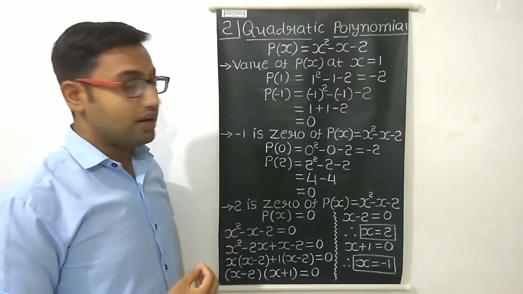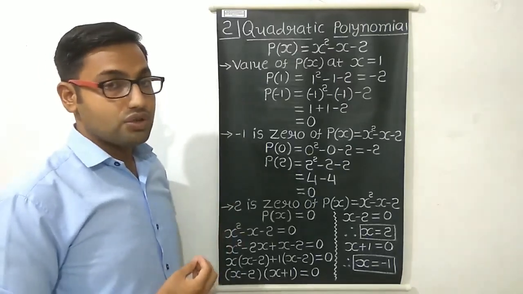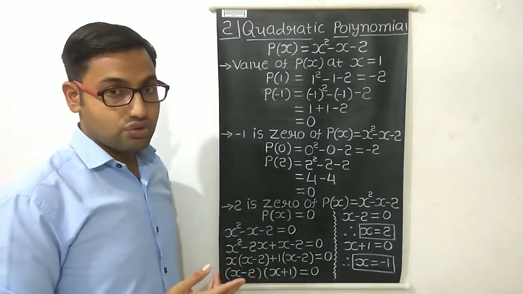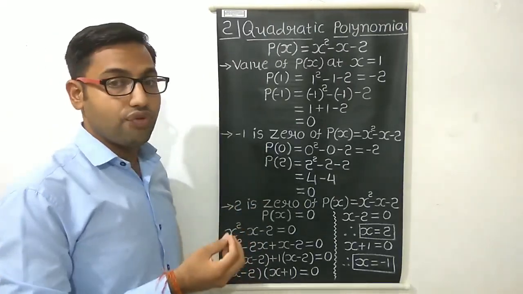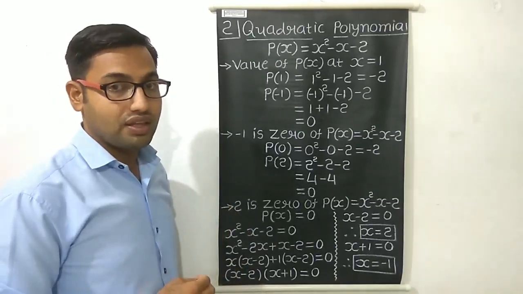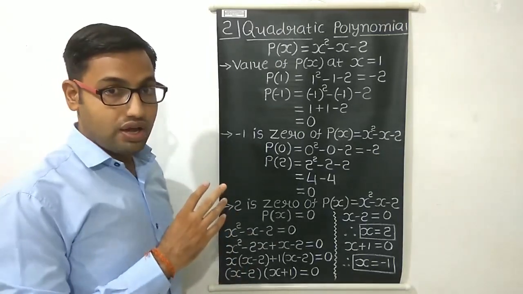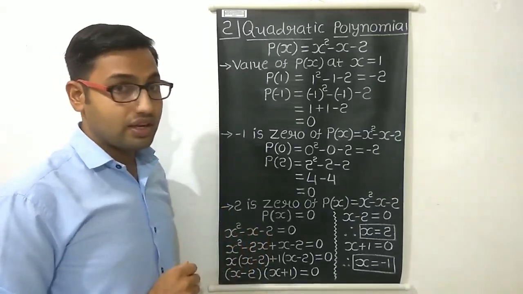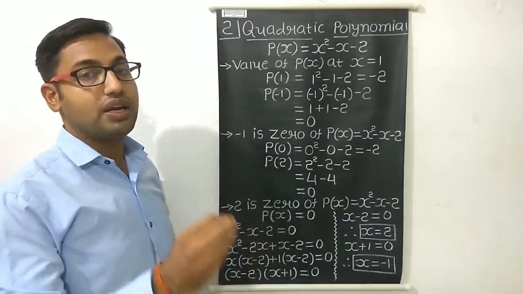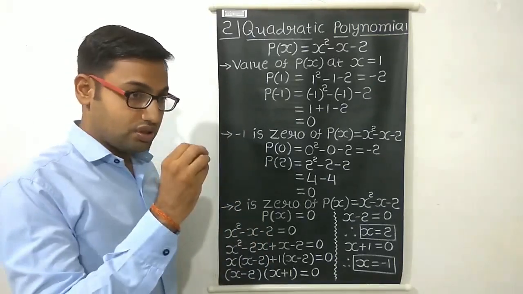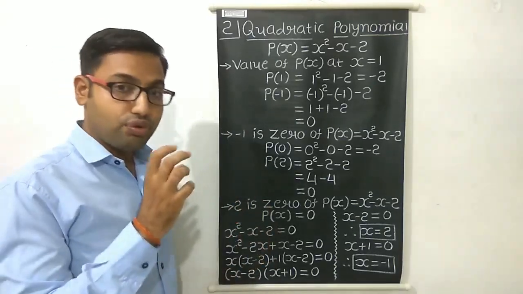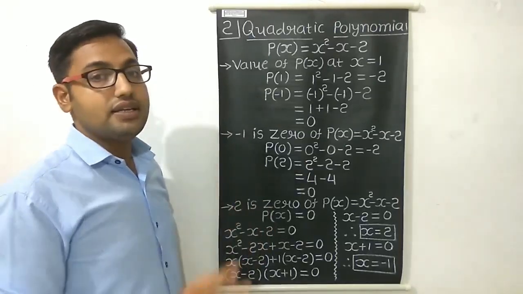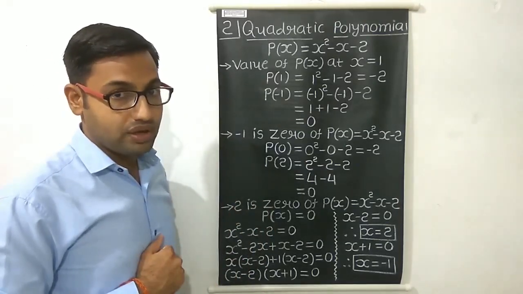Okay. Now one question is also there for the constant polynomial. We know now what a constant polynomial is. As there is no variable, there is no x, so what will be the zero for the constant polynomial? As there is no variable, we can put any value, but we do not get the constant polynomial as 0. So the number of zeros for the constant polynomial is 0. We cannot find any zero for the constant polynomial.